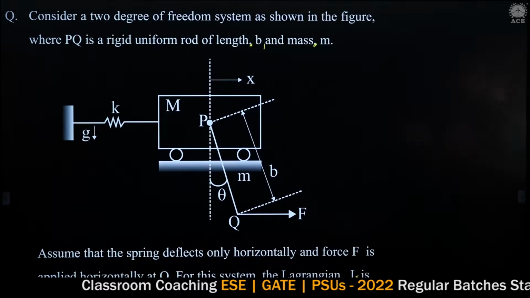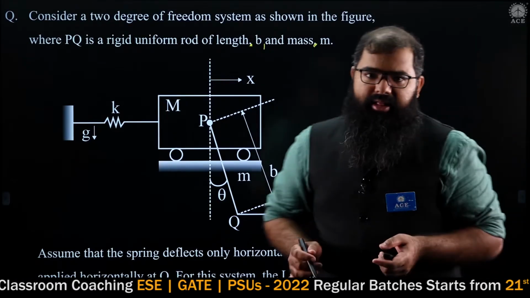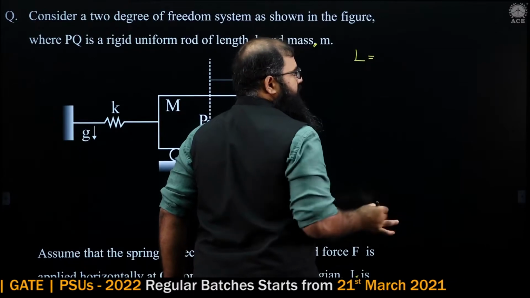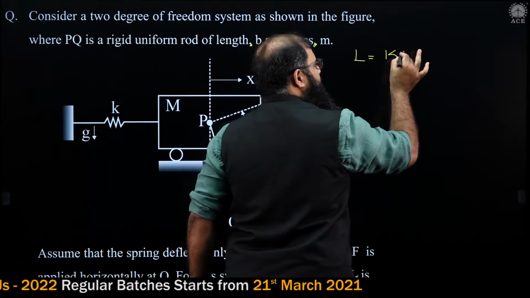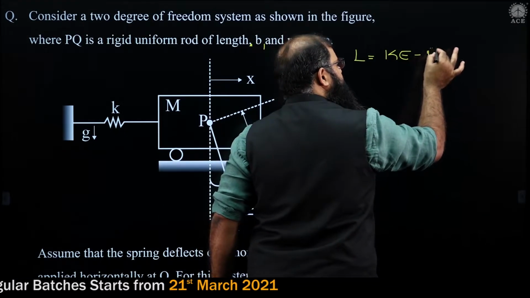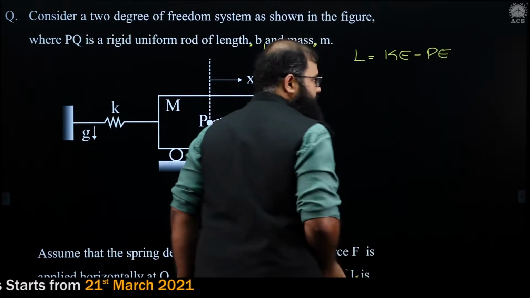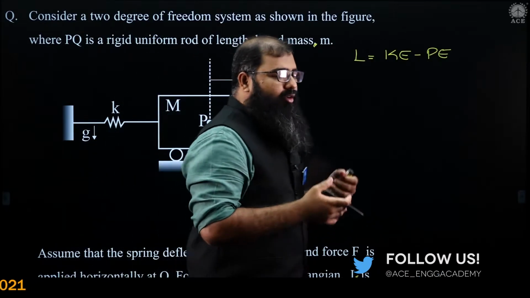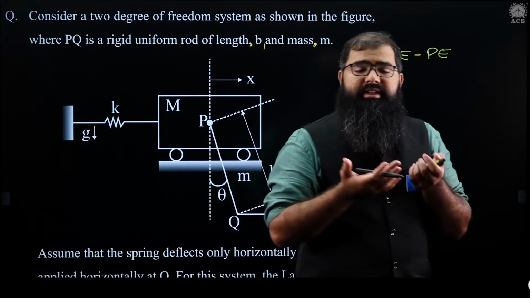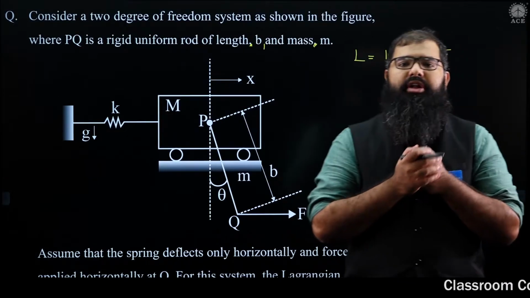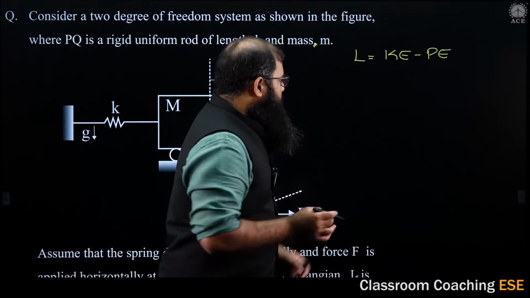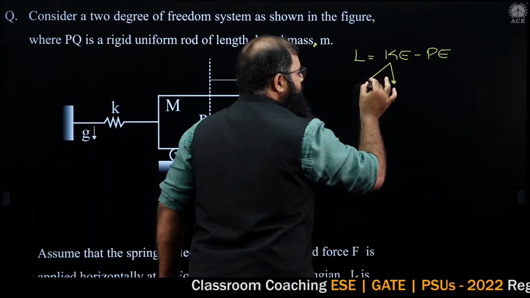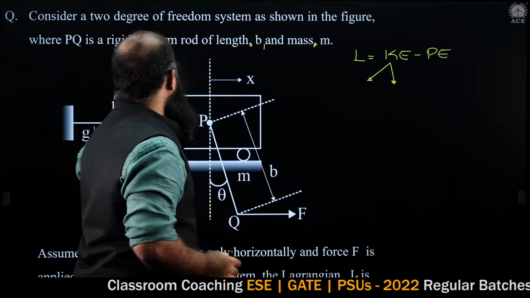Now, first of all, what is the concept of Lagrangian? The value of Lagrangian is equal to kinetic energy of the system minus potential energy of the system. Now, you have to ask yourself what all kinetic energies and what all potential energies I am going to have. There are going to be 2 kinetic energies.